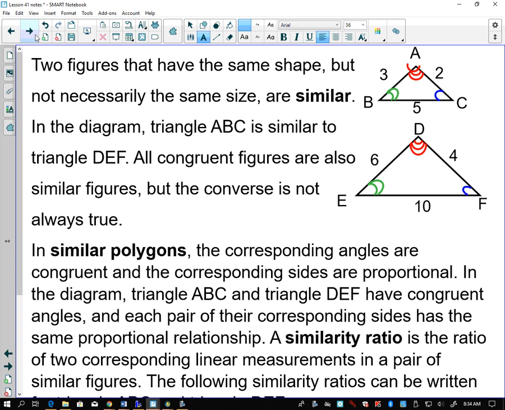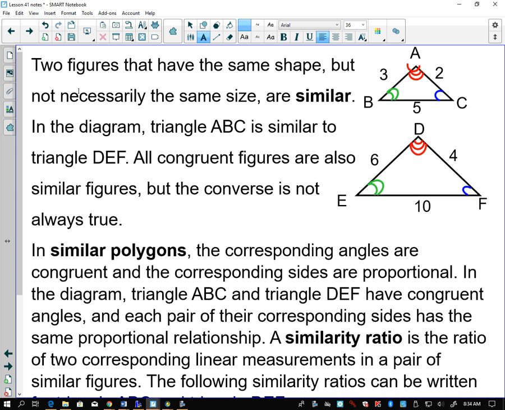Two figures that have the same shape but aren't necessarily the same size are what we refer to as similar figures. What we're looking for are figures that have corresponding sides that are proportional, but corresponding angles that are equal, congruent. Does that make sense? Most notably with triangles.